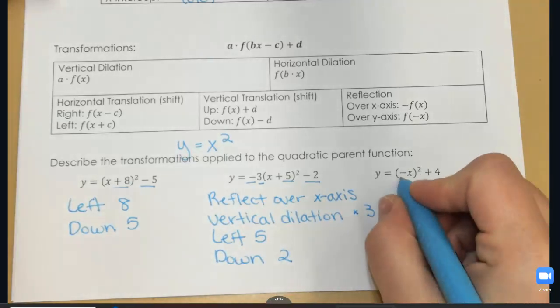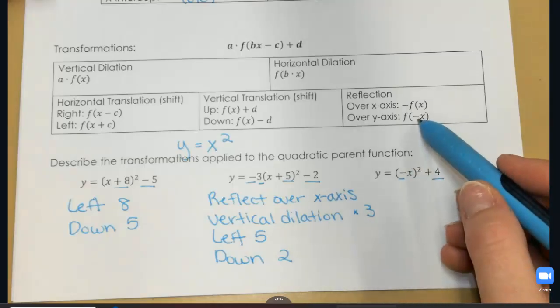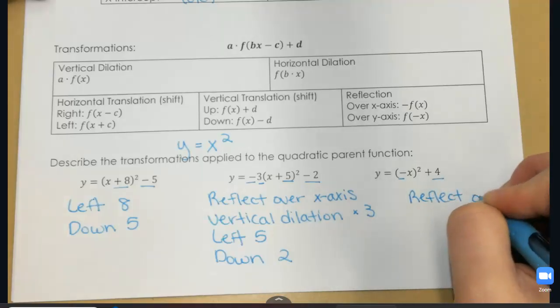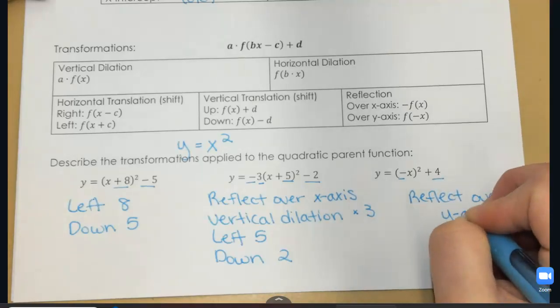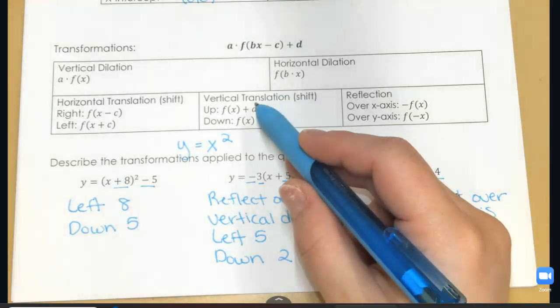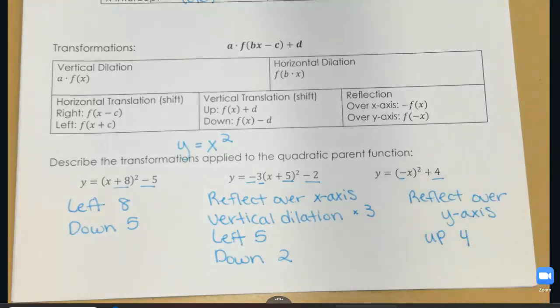Okay, and then on this last one, we have two changes. We have another negative, which means a reflection. This time the negative is inside, so we are reflecting over the y-axis this time. And then that +4 on the outside means we are shifting vertically because it's positive. I know I am going up 4. So that is a description of what is happening.